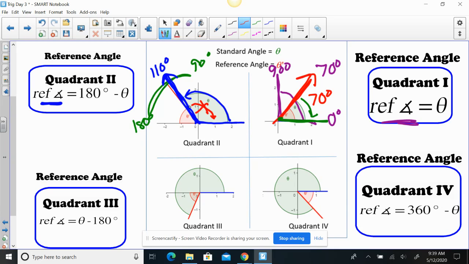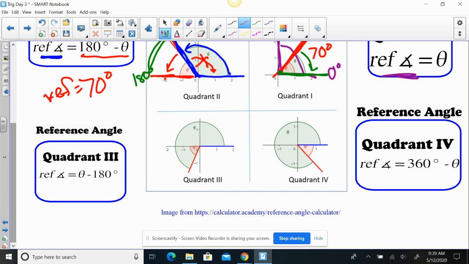So I do not want to go that way. I want to think it's closest to this side of my x-axis. So what is the distance from 110 to 180? In other words, 180 minus that angle would mean my reference angle would be 70 degrees. The angle that's 110 is 70 degrees away from my x-axis. That's what a reference angle is saying: how far away is the terminal side of the angle from the x-axis?